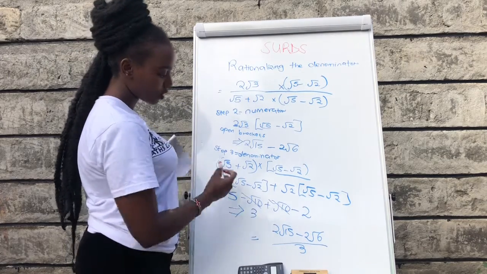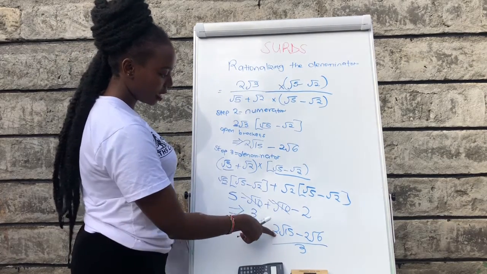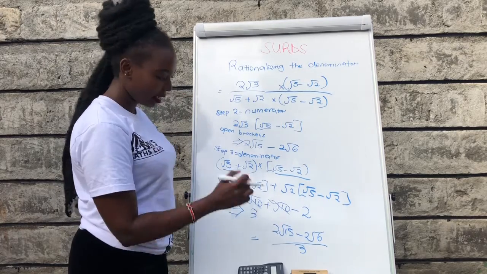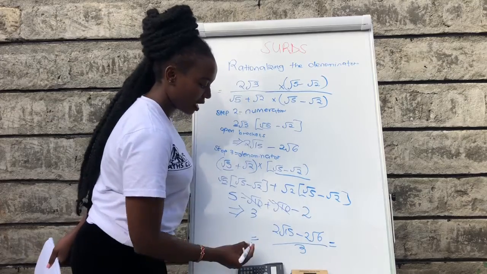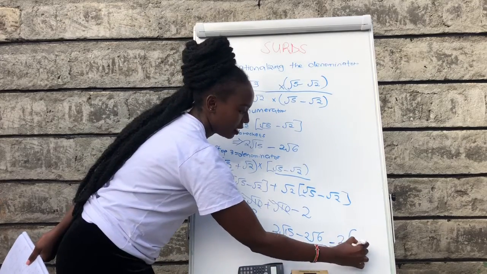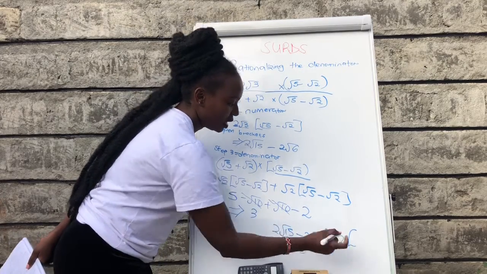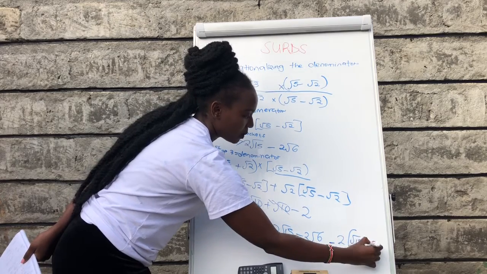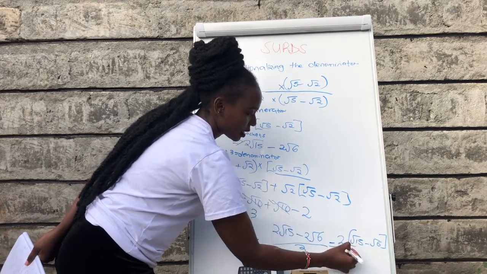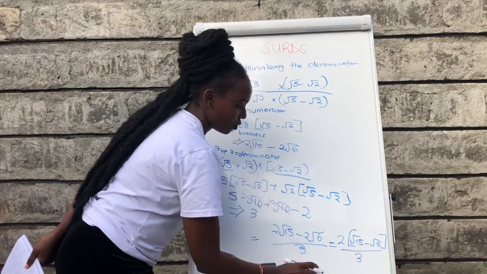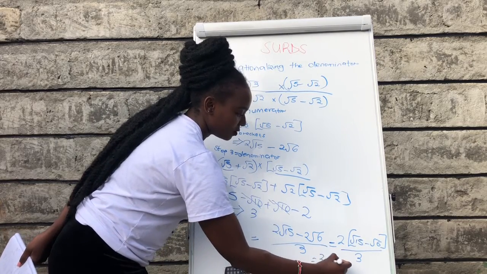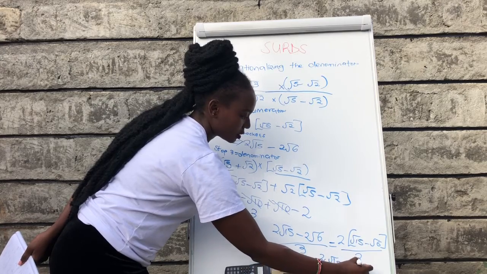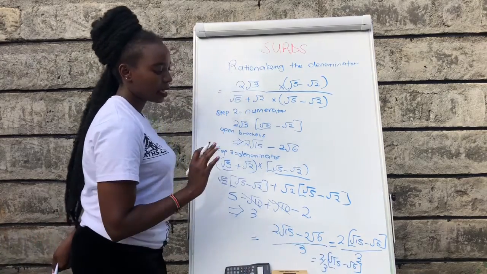Also, you can note, when given such, the rational numbers are alike, the 2 and 2. So you can also opt to simplify it further by bringing 2 outside, because they are both 2 and 2. Then you're left with root 15 minus root 6 over 3. So your answer can be simplified further to 2 over 3 times root 15 minus root 6. So that can be your answer.